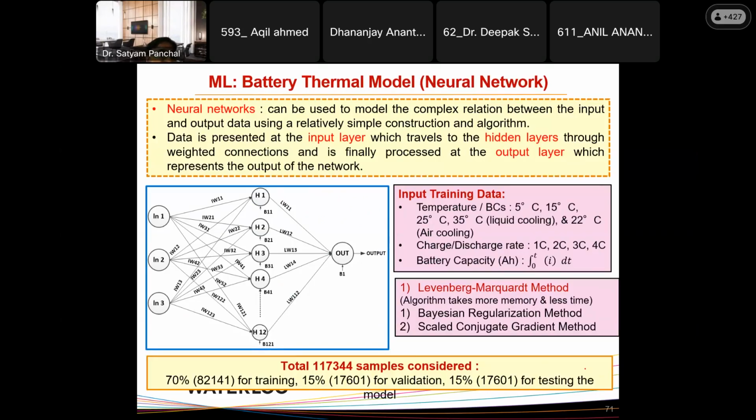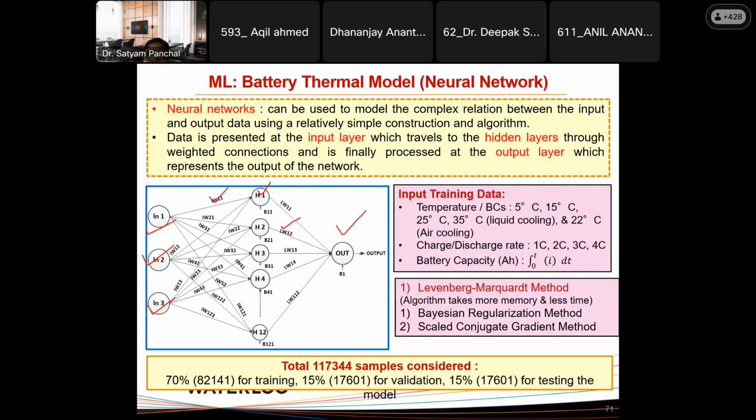So data is presented at the input layer. Here you can see the input layer. So inputs are number 1, 2, and 3, which travel through the hidden layer. Here you can see the H is basically the hidden layer, 1 to 12, and weighted connections. So input weight and then layer weight, IW and LW, and the output part is provided over here, which represents the output of the network.